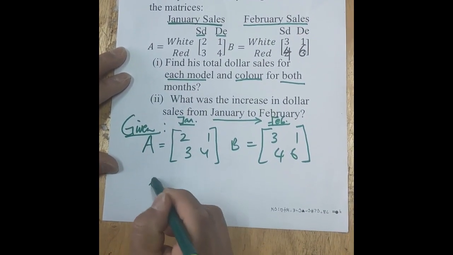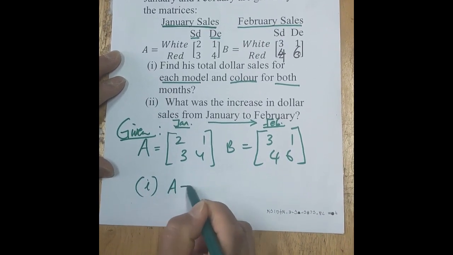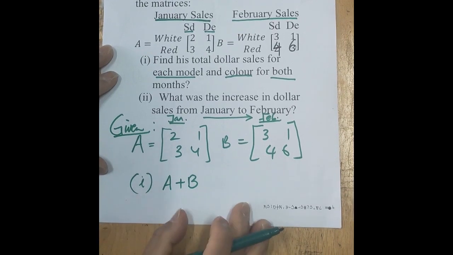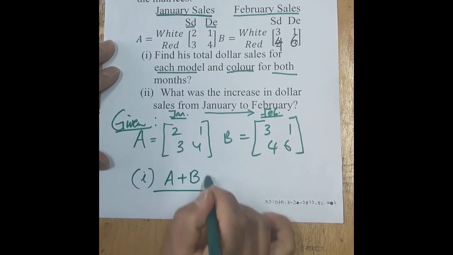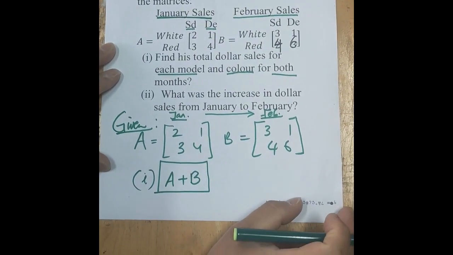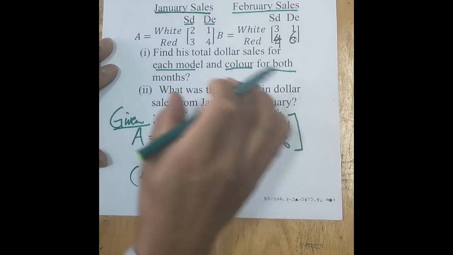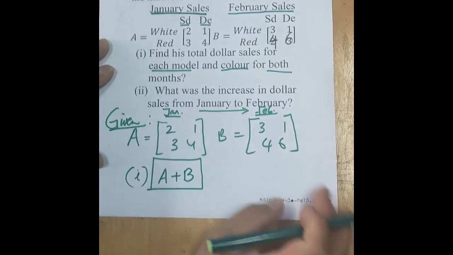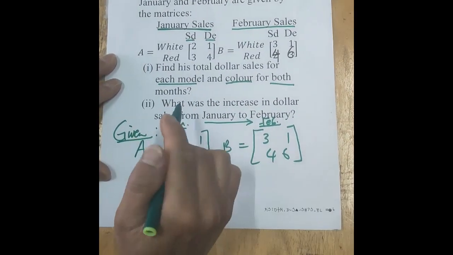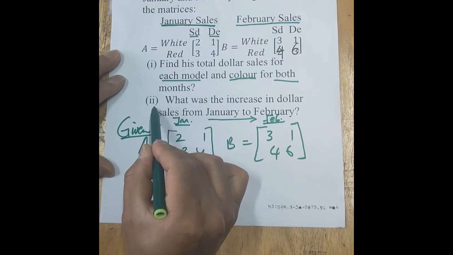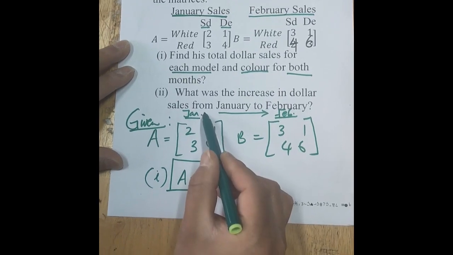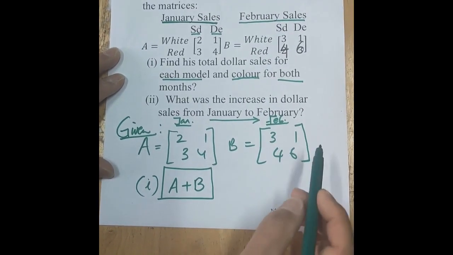So basically in the first question we are asked to find the total sales for January and February, which we will obtain by using the addition of these two matrices. If you add these two matrices, you will get the total sales for the 2 months, that is January and February. And it comes to the second question, what we can understand from here is that what was the increase in dollar sales from January to February?